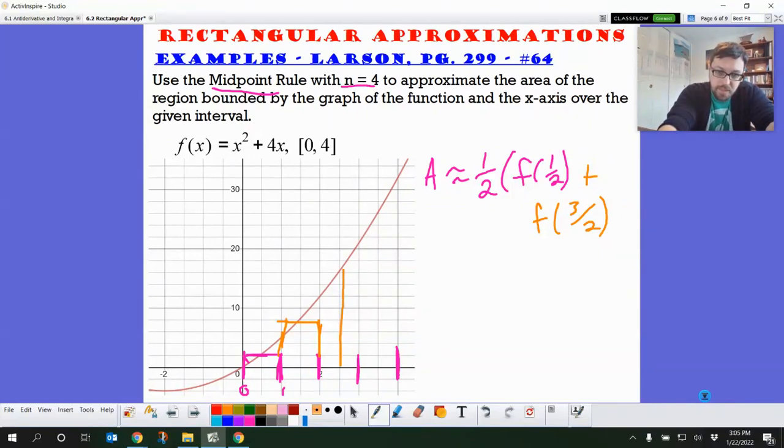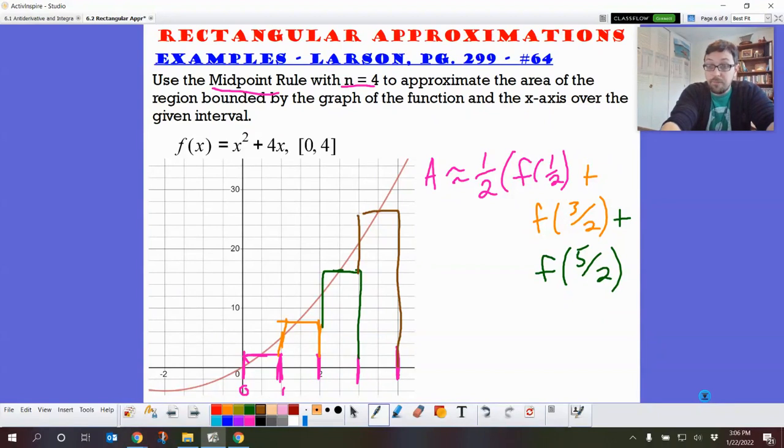Then we want this spot right here to be our next rectangle. You can see how we are still missing some stuff here, and we include a little bit of stuff that we shouldn't, so the two might even out a little bit. We can get a better estimate. So this is f of 2.5, so that's 5/2. And then finally, here's our midpoint between these two values, so there's our final rectangle. So plus f of, you can see the pattern here, 7/2.